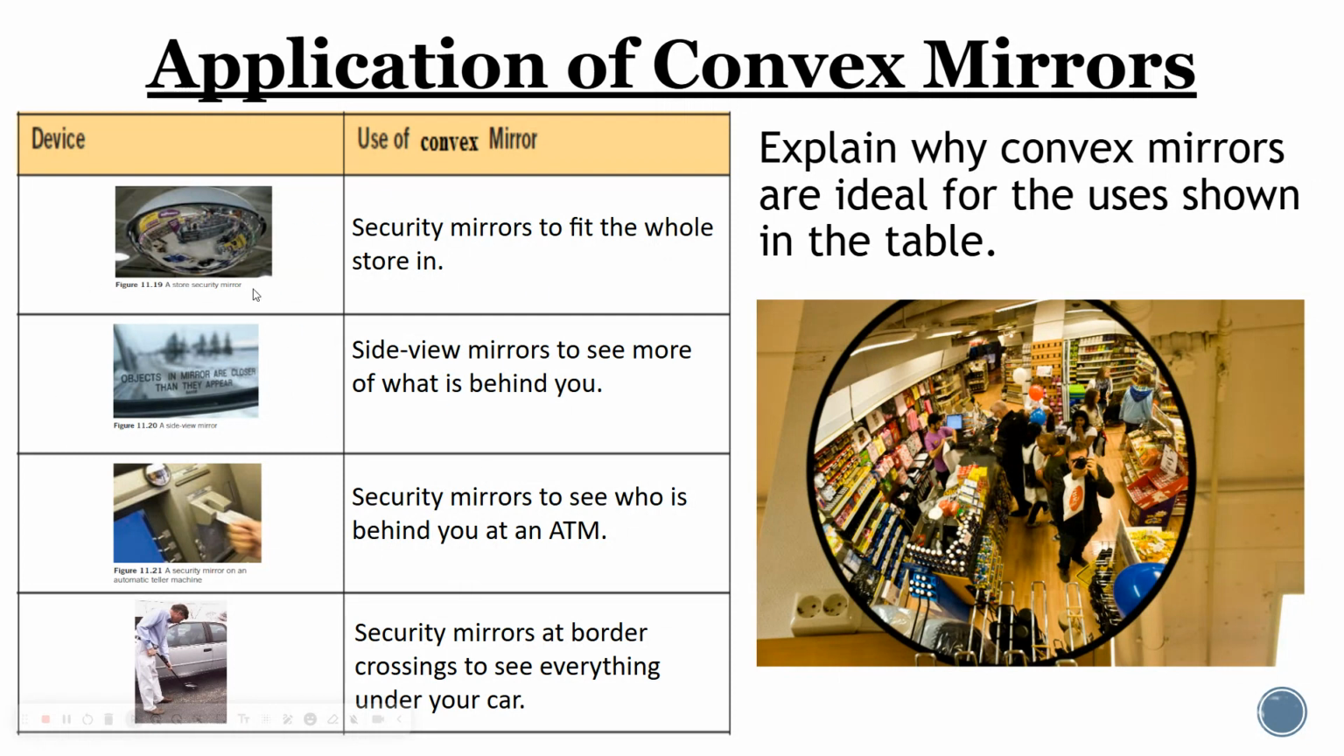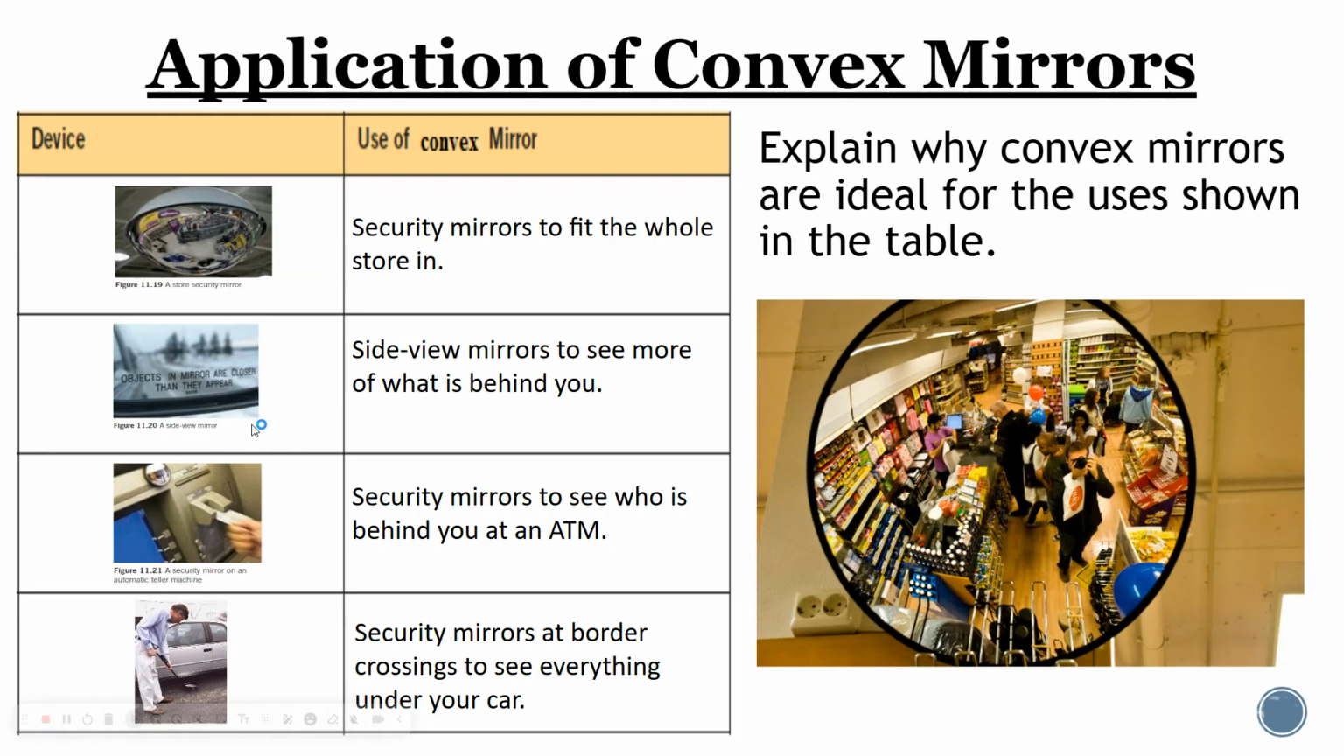You should be able to not only state the application, but explain why the convex mirror makes sense for that application. So for example, when I look at the security store mirror, well, it's great to have a convex mirror because, first of all, everything is upright, so I know what I'm looking at. Everything is smaller, so the whole store can fit in the mirror. And those are the two main reasons why it would be a good idea to use the convex mirror. Everything is also a bit closer because DI is less than DO, so you can get a better view of what you're looking at within the store.